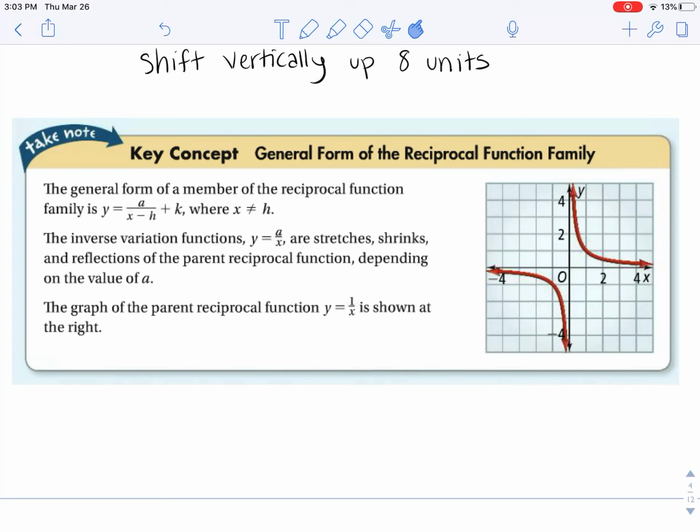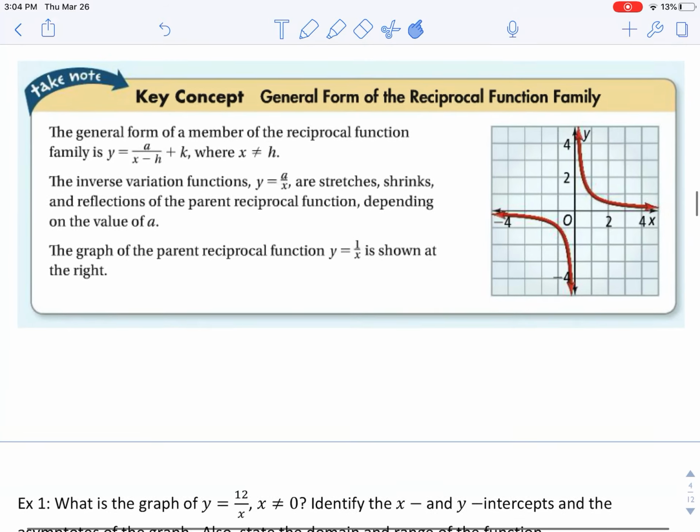When we graph something where it's just y equals a number over x, we'll make a t-chart, just like we did in section 1. So that graphing is not going to be any different, and you'll see that. The graph of the parent reciprocal function y equals 1 over x is shown at the right. And then I'll show you the specific points for that graph of the parent function y equals 1 over x in a later page of these notes.